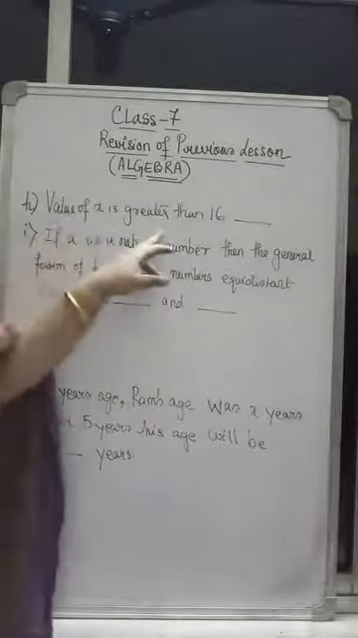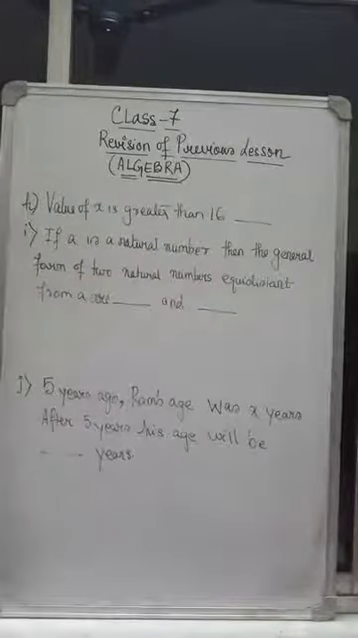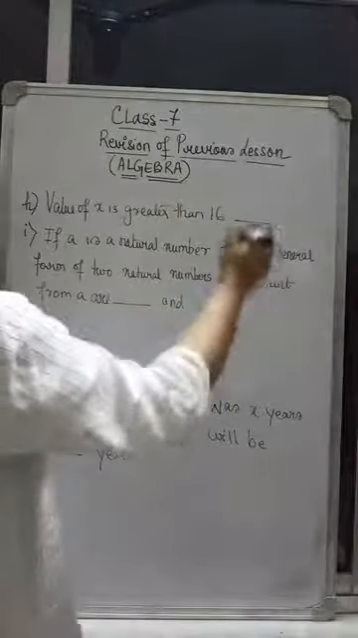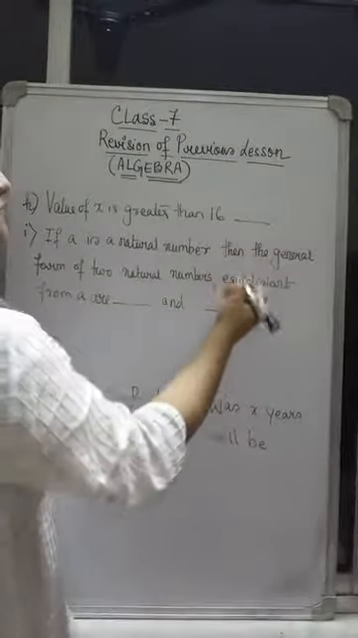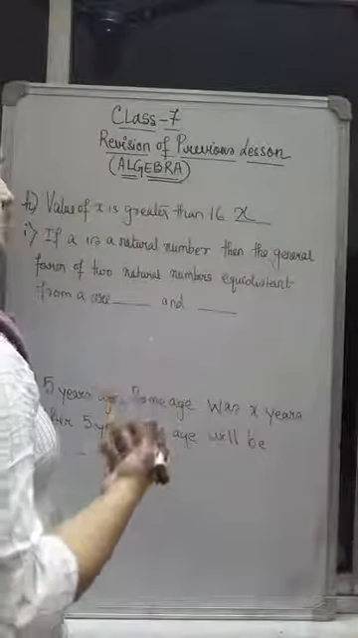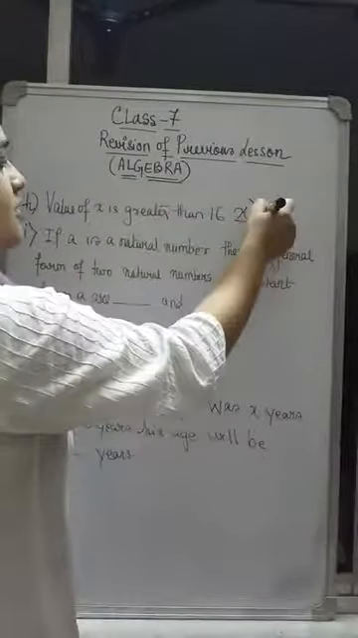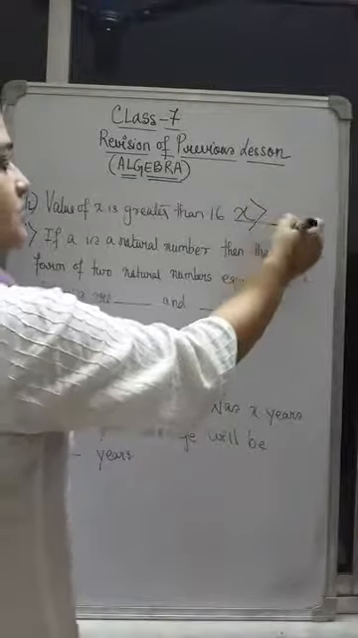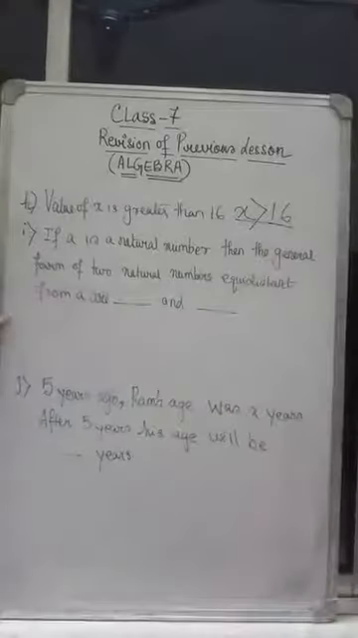Value of X is greater than 16. Now this is very easy. You have to write in algebraic expression, means with the help of symbols. Value of X means whatever is X, that is greater than 16. How do you write the greater than sign? So X is greater than 16.